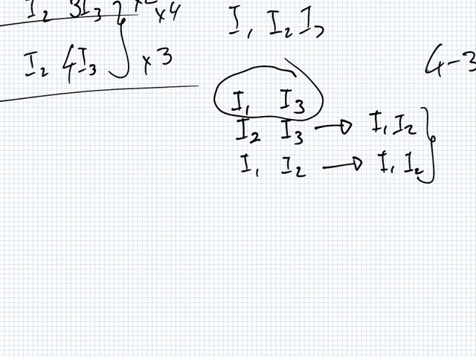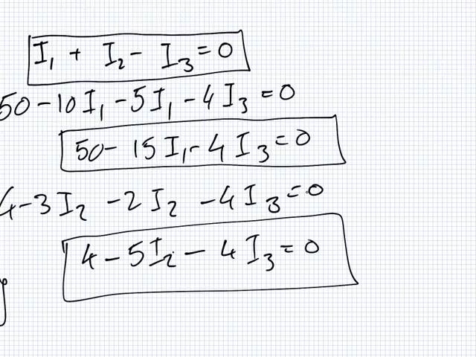Yeah. So you have two approaches: either eliminate a common variable or substitute. Let's see which one we have here. Question one, is there something that's in all three of them? I3. Then we know what to do. We have to eliminate I3.